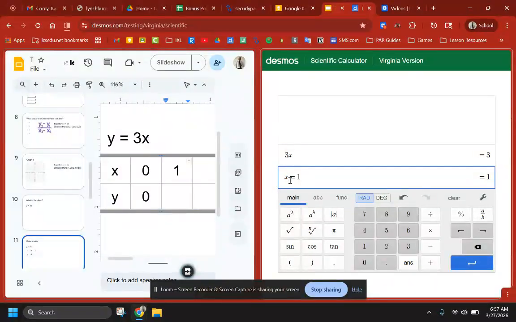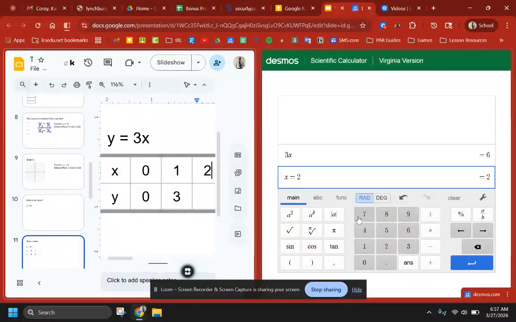Whenever I put 1 in for x, what do I get for y as my answer? Well, I get 3. So I'm going to put 3 over here. And then last one, let's do 2. Whenever I put 2 in for x, for y, I get 6. It says it up here. 6.